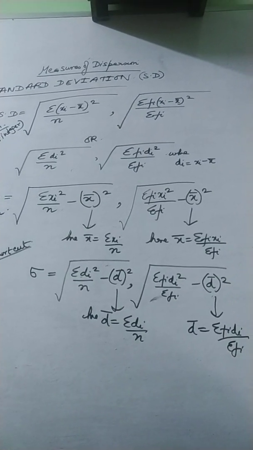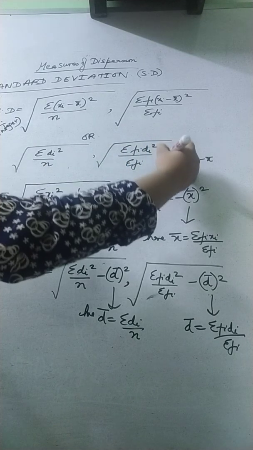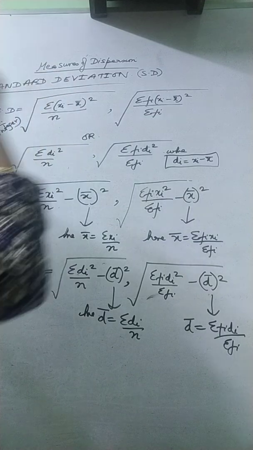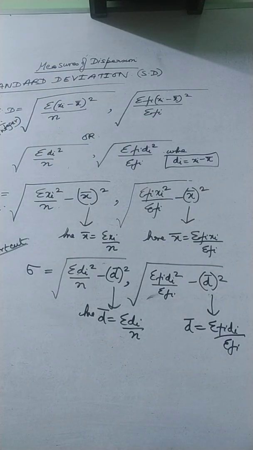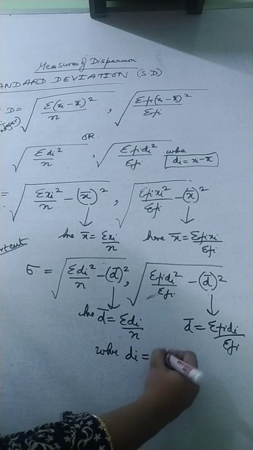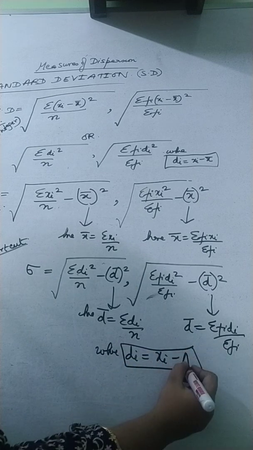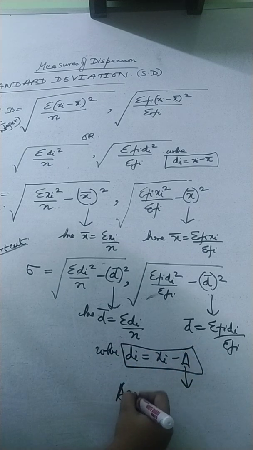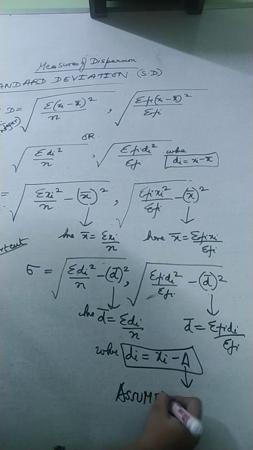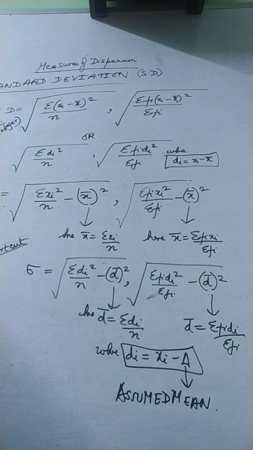And what is di? Di is not now xi minus x bar. I have used di over here as xi minus x bar, just a notation for the sake of convenience to make it look good. But here di is xi minus a. That is your assumed mean. So this is basically the assumed mean method that we can use over here.